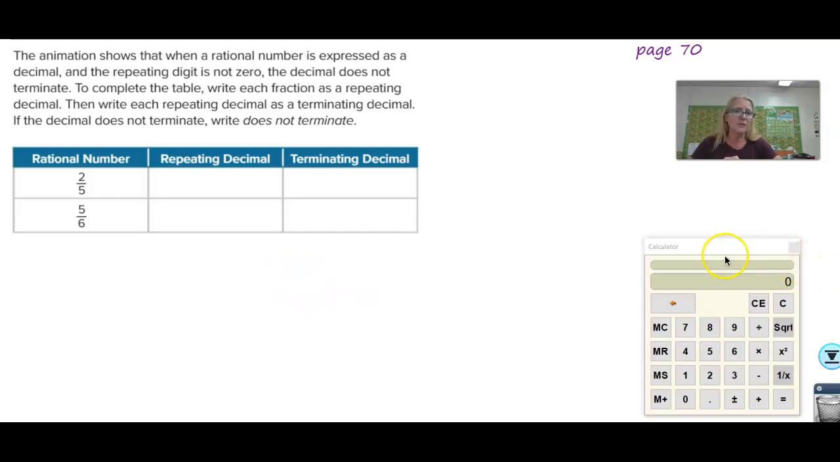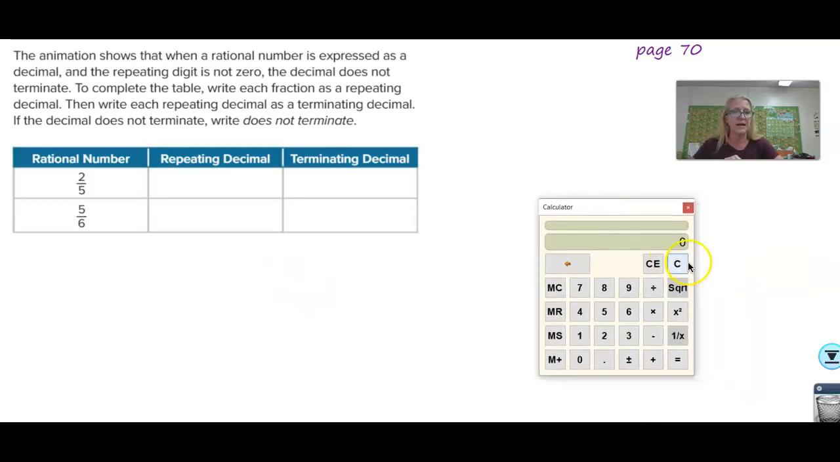All right, so I've pulled up this little calculator. Any old calculator can turn a fraction into a decimal. You don't need a TI-30. You don't need anything special to do it. You just need to know that a fraction is a little division problem. It is the top divided by the bottom, all right?